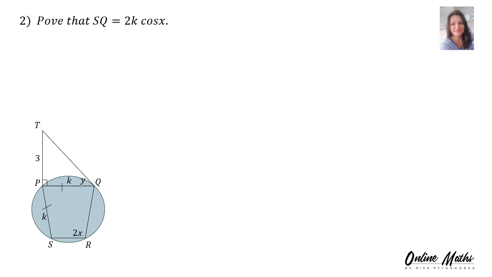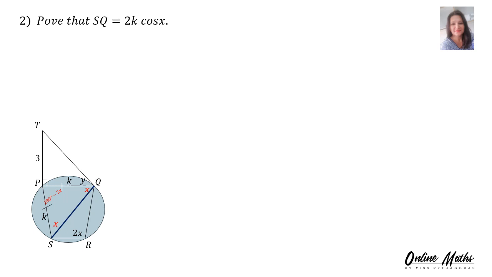Number 2. Prove that SQ is equal to 2k cos x. And there's SQ. So we can start by saying from the previous slide that angle at P, SPQ, was equal to 180 degrees minus 2x. The angle at S was x and the angle at Q was also x.